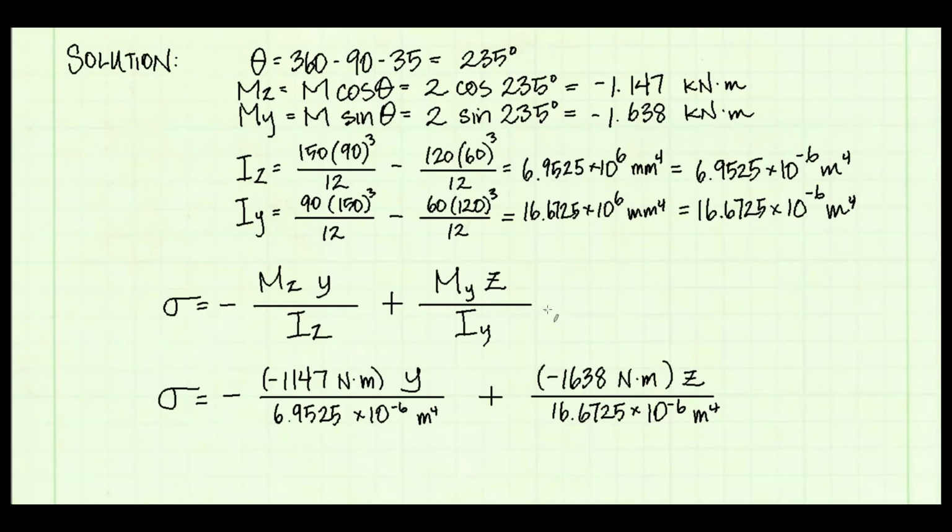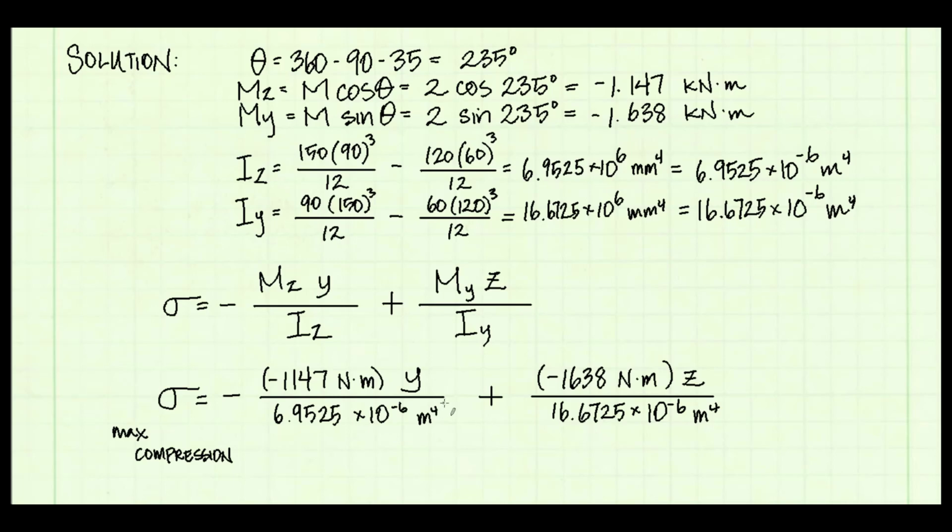Here's our stress equation, and here I've filled in the values that we calculated so far. For Mz, I converted the units to Newton meters, and notice I've kept the sign on it. The same is true for My. I've also included the moment of inertia values. We're interested in the corner that is experiencing the maximum compression stress. To get the maximum compression stress, we need both terms in our equation to be negative.